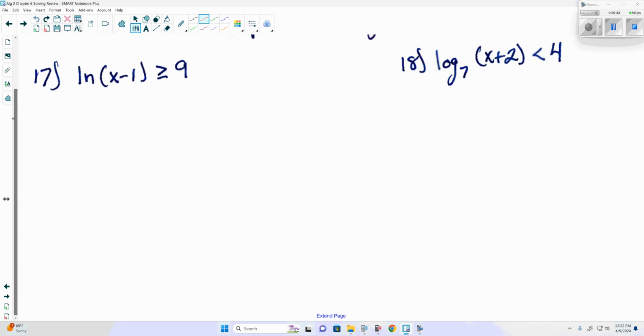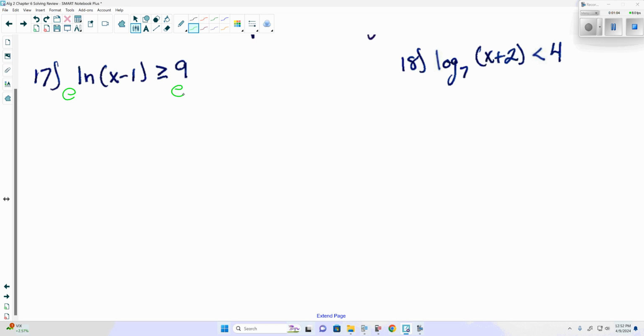Now, when we start out with a logarithm, the first thing we need to do is get the logarithm by itself. For this first one, we have the natural log of the quantity x minus 1 is greater than or equal to 9. So the logarithm is by itself, so we need to put both sides to a base. It would be e, because the base we put both sides to will match the base of the logarithm, and the natural log's base is understood to be e.